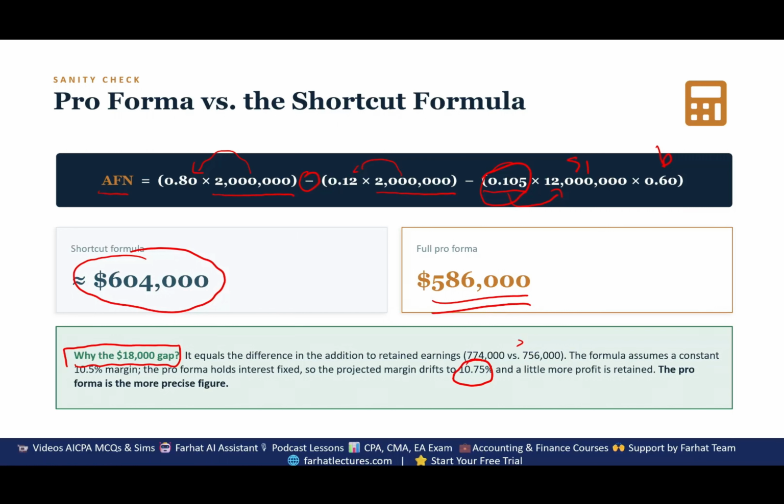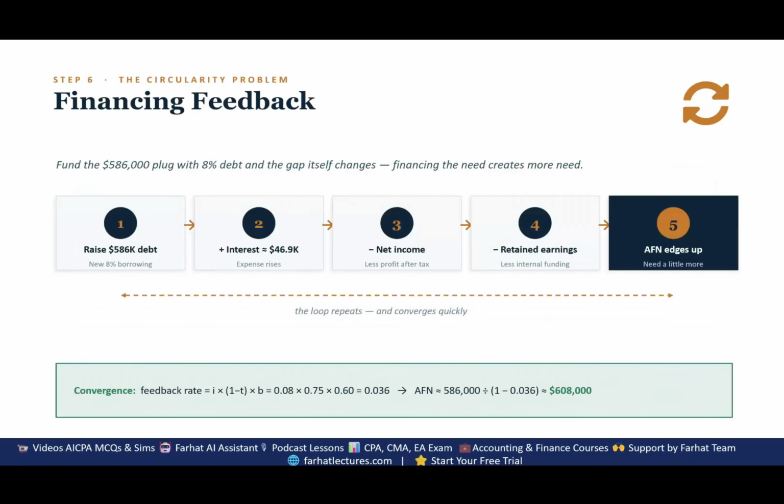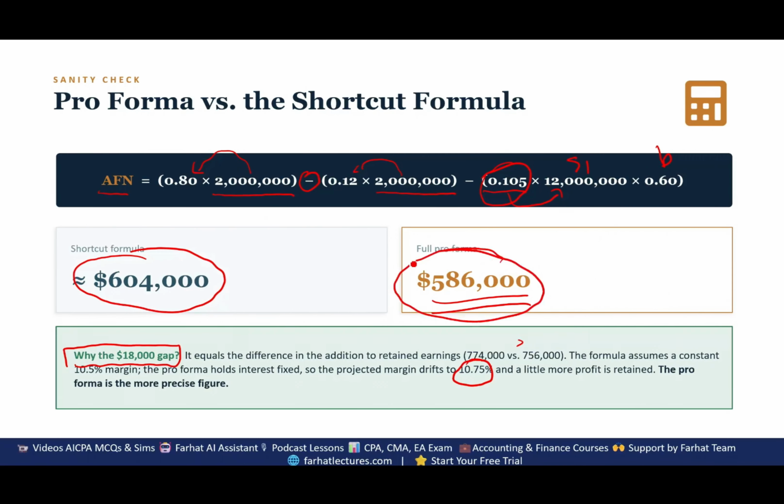Now, when we add the interest expense, we have another problem, because when we add the interest expense, that's going to change net income, and we have to redo this again and again. So remember, we need 500. We said we need 586,000.